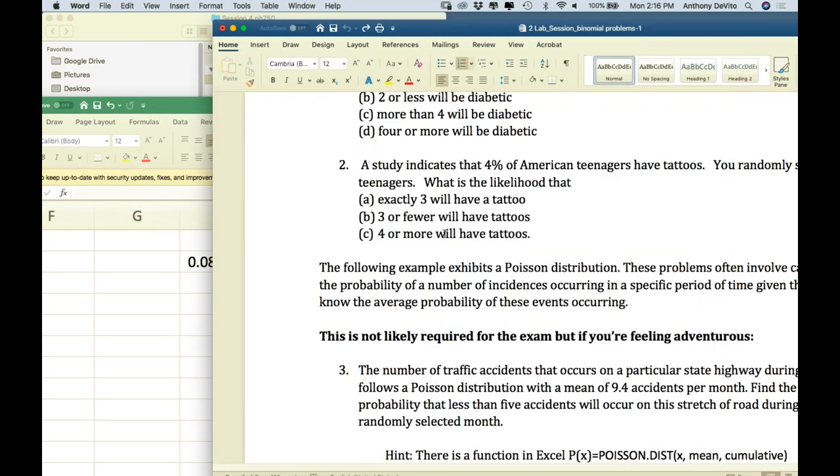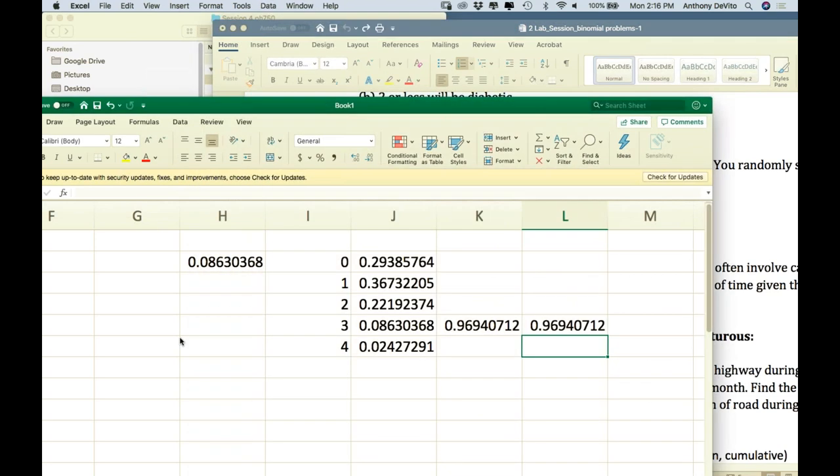What's the next question? 4 or more will have tattoos. Well, now we're getting into having to parse the question. That's a grammatical term. They use it in computers too. Parsing is when you break up a sentence into nouns, verbs, conjunctions, prepositional phrases, whatever. You break it up into different groups. They use it in programming also: here's the active part, here's the object. When you read a program, you parse it. You look at what all the different parts are.